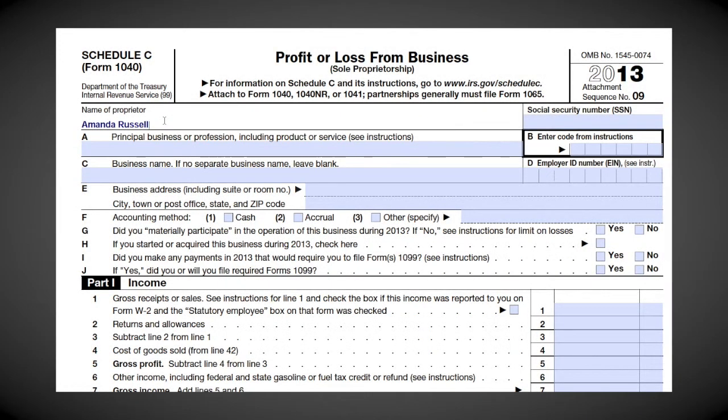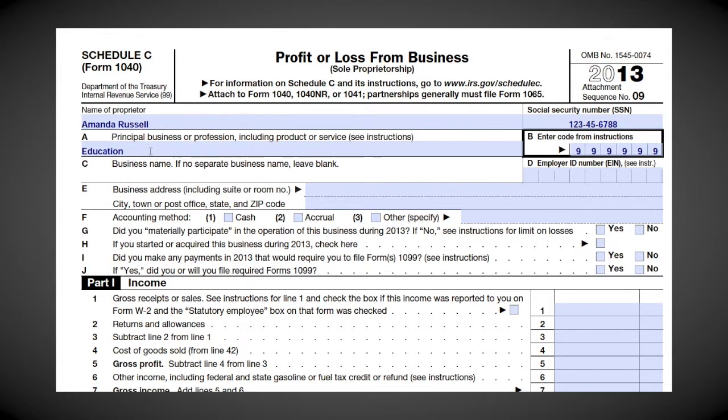This is the Schedule C, which reports the sole proprietor's business income and expenses. The first section is general information: the owner's name, Social Security number, and principal business or profession, which is just what they are in the business of doing. So for my business, I would simply put education.